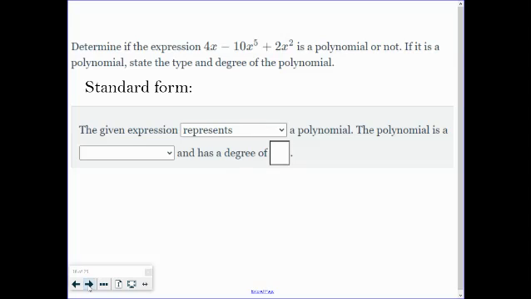Okay, now we want to convert to standard form. We always want it to be in standard form. So the largest exponent comes first. That's -10x to the 5th.